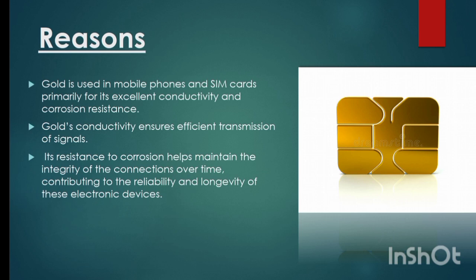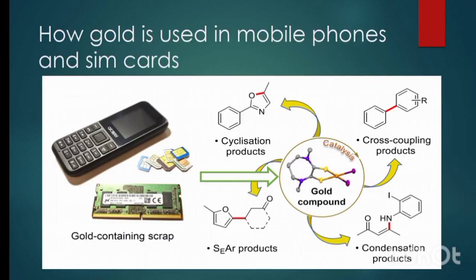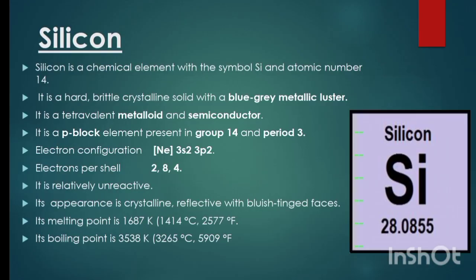Because gold in mobile phones and SIM cards is used for its excellent conductivity and corrosion resistance. Gold's conductivity ensures efficient transmission of signals. Its resistance to corrosion helps maintain the integrity of the connections over time, contributing to the reliability and longevity of these electronic devices. Here you can see how gold is used in our mobile phones and SIM cards.